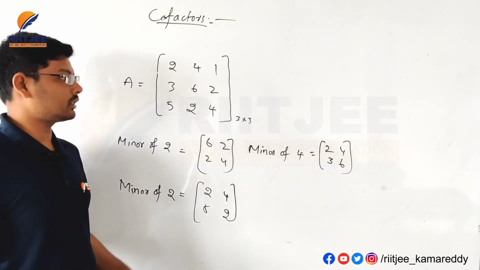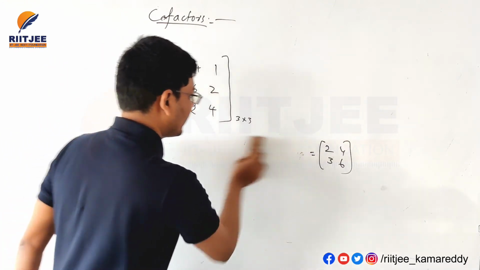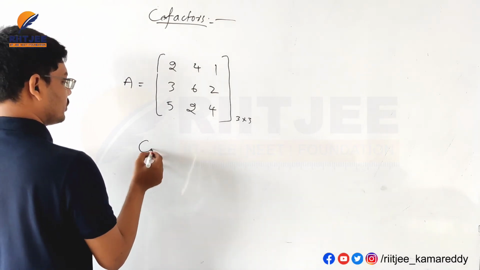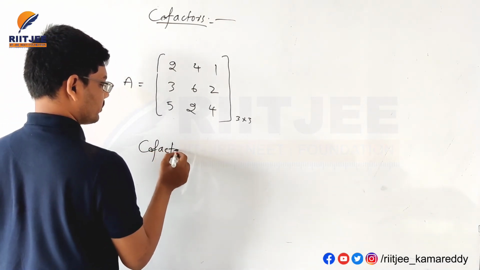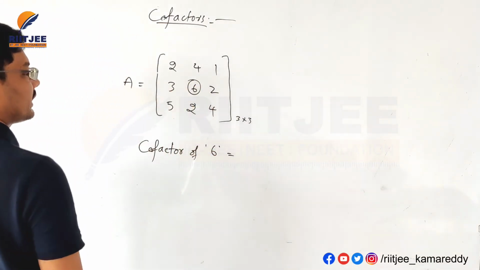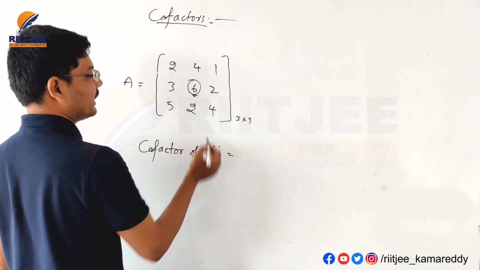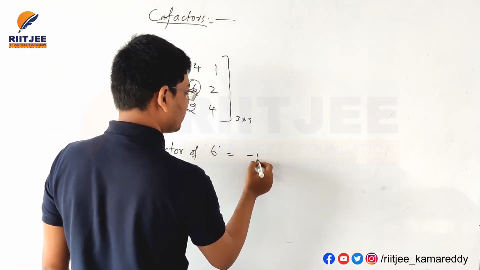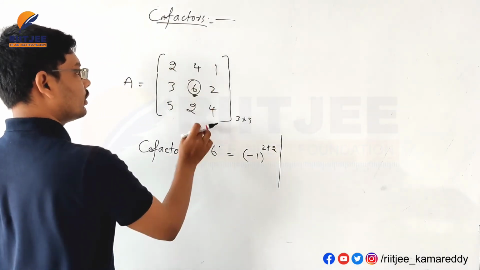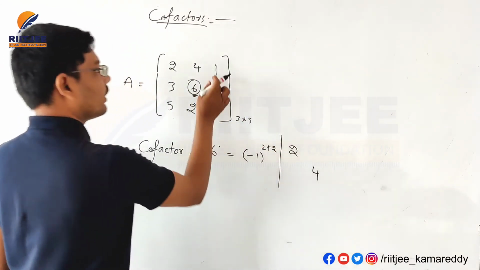And the next topic is cofactors here. To find cofactors, the cofactor of 6 I am taking here. For example, I am taking the cofactor of 6. First of all, the order of the element 6 is A22. A22 is minus 1 whole to the power of 2 plus 2, and modulus of, eliminate the row and column which has 6: 2, 4, 2, 4 and 1, 5.